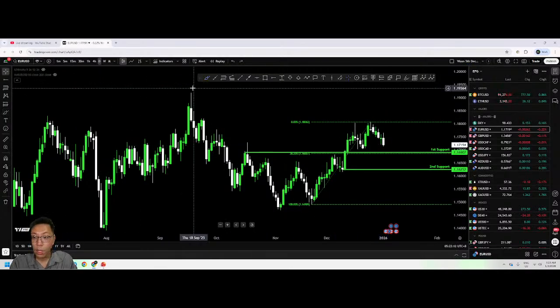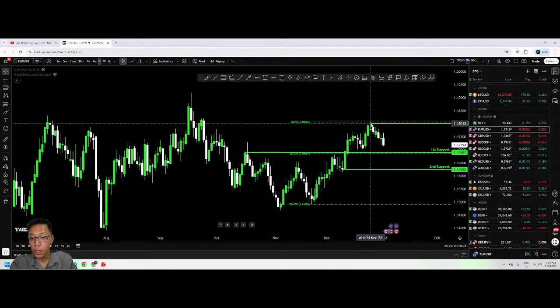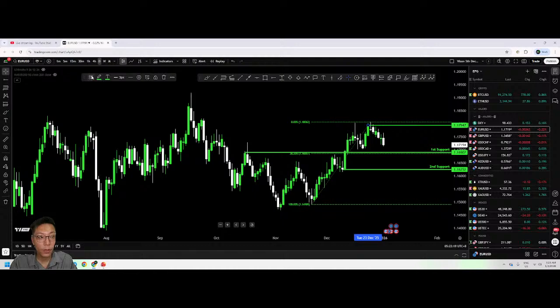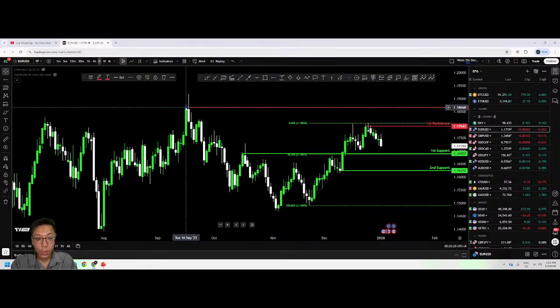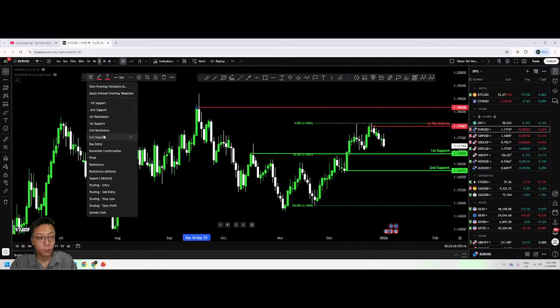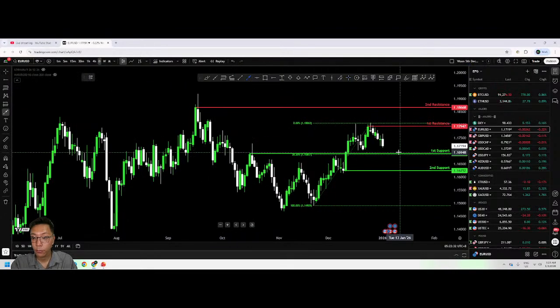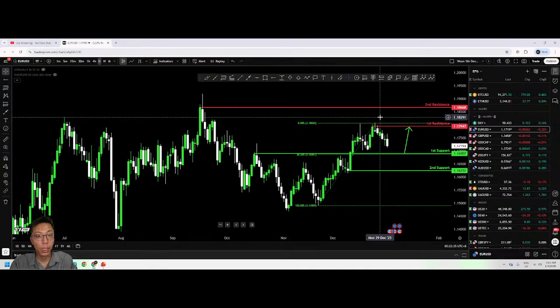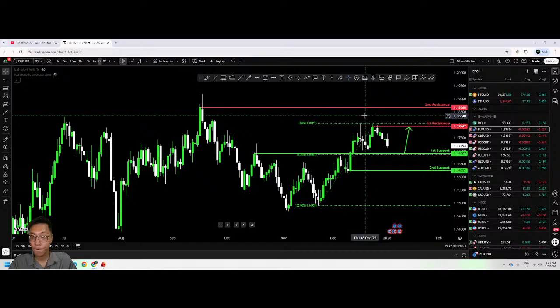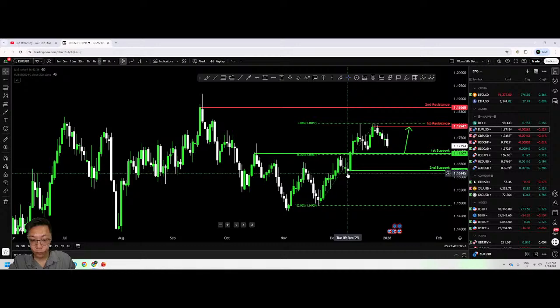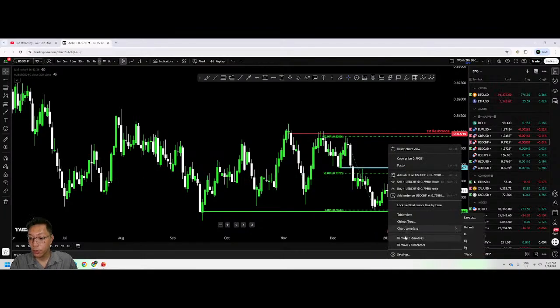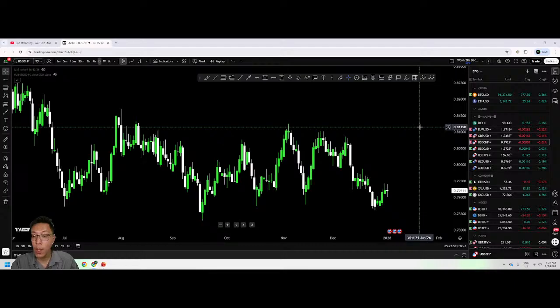The next thing is for our resistance. We will mark this as our first resistance level, and for our second resistance, it will be this high over here. So this is what I am looking at for Euro Dollar. Okay, let's cover the majors. The next thing is USD CHF.